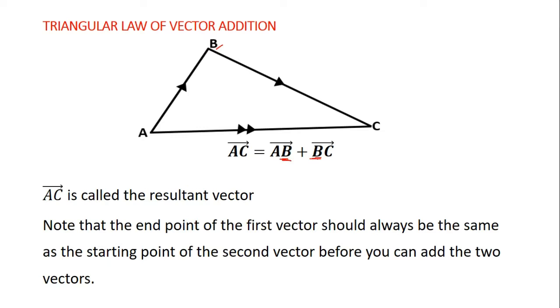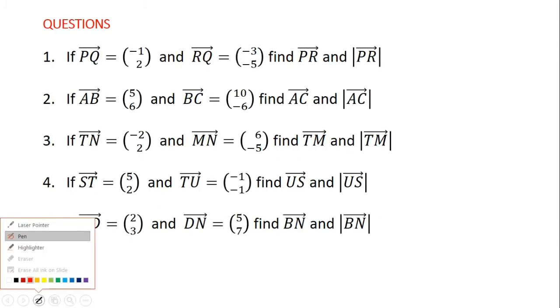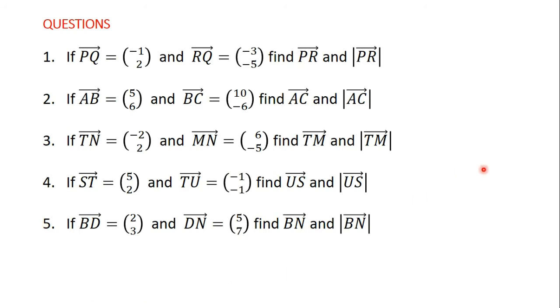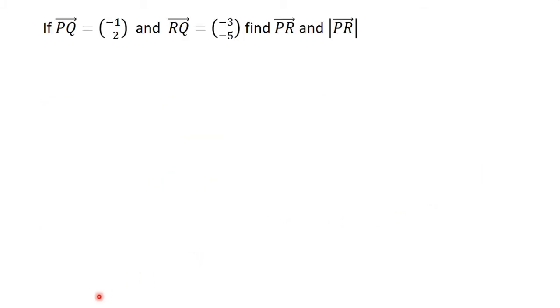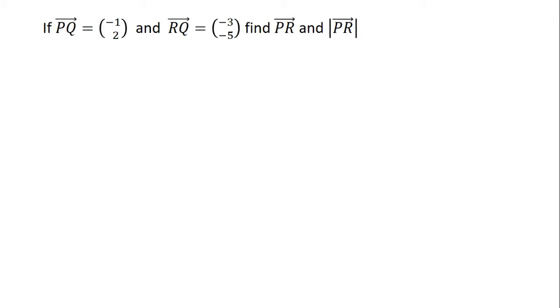Let's see how we can use the triangular law of vector addition to solve some questions. We have 5 questions here. We will take them one after the other. We will solve the first one in this video and we will solve the others in the subsequent videos. So, if PQ is equal to -1, 2, and RQ is equal to -3, -5, find vector PR and the magnitude of vector PR.